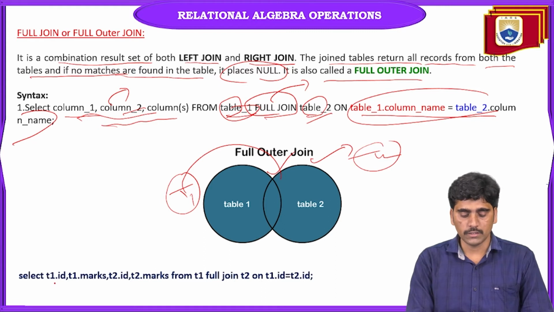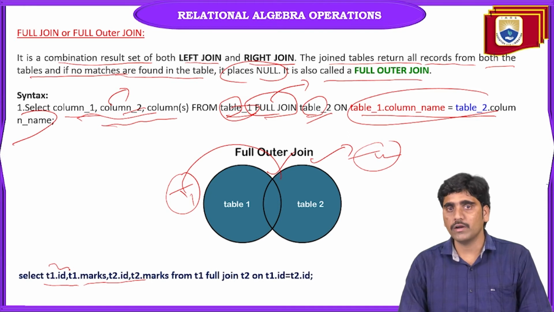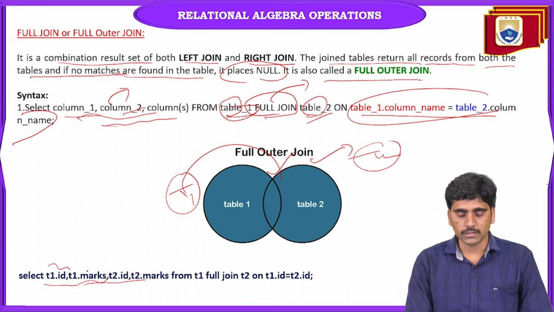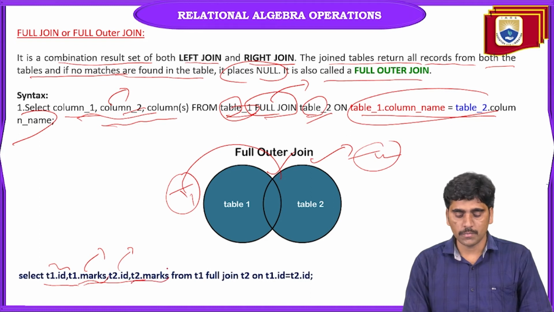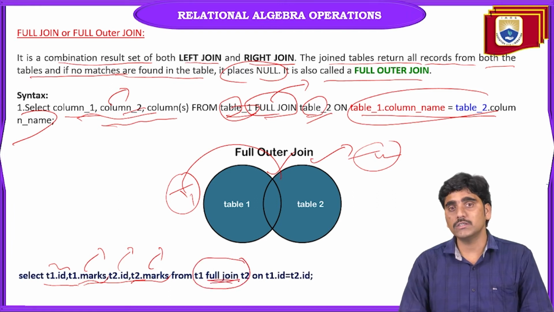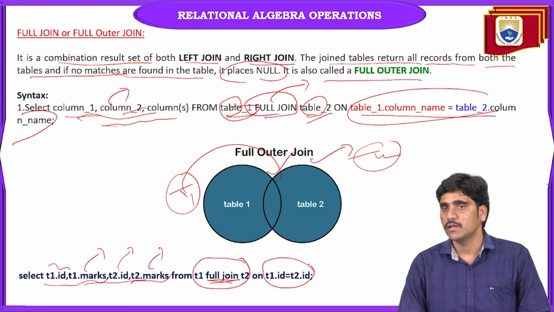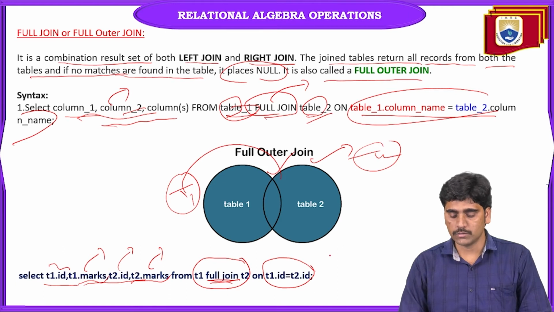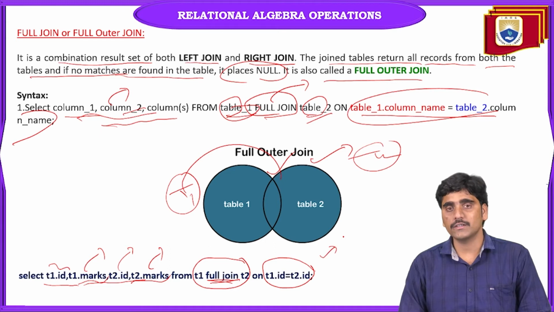So here you can see the example. Select t1.id, which is table 1 column 1, t1.marks, table 1 column 2, and t2.id, table 2 column 1, and t2.marks, table 2 column 2, from what? From t1 full join with t2, table 2, on what condition? t1.id equals t2.id. The t1.id equals t2.id condition, right? So that is the way you can understand this full outer join.